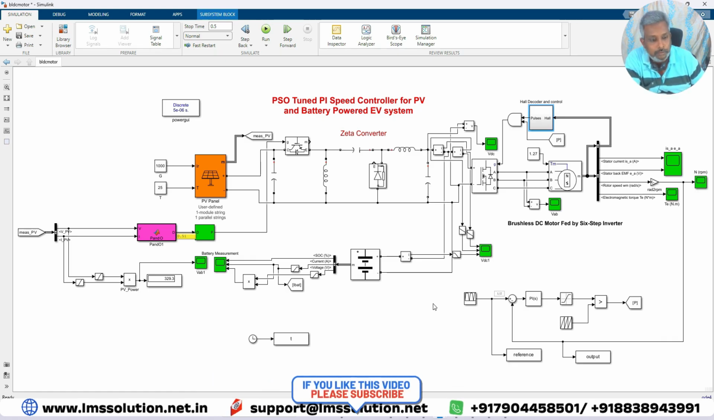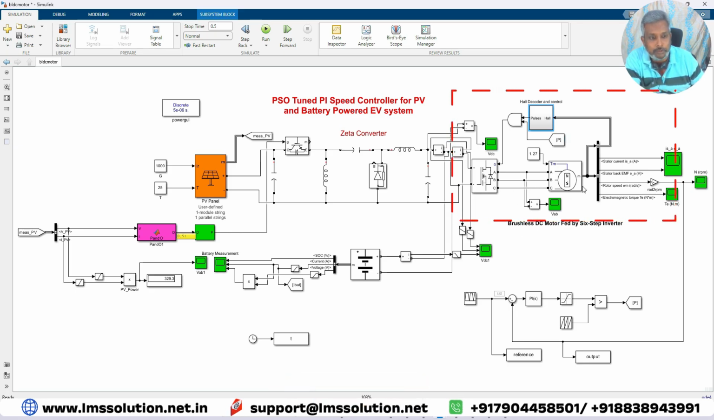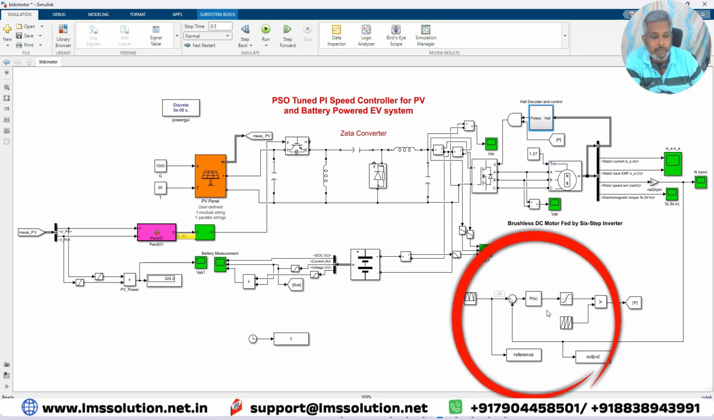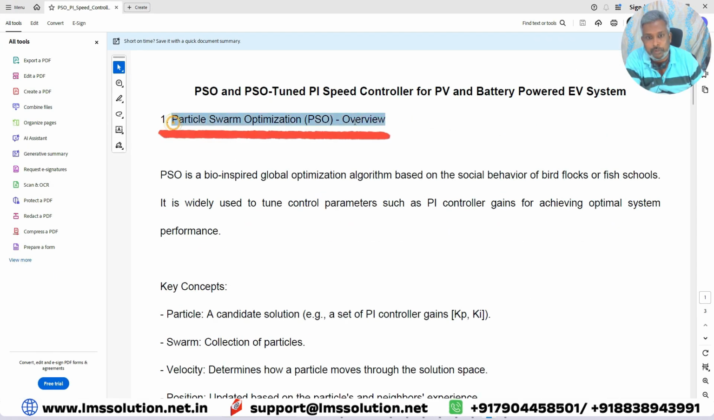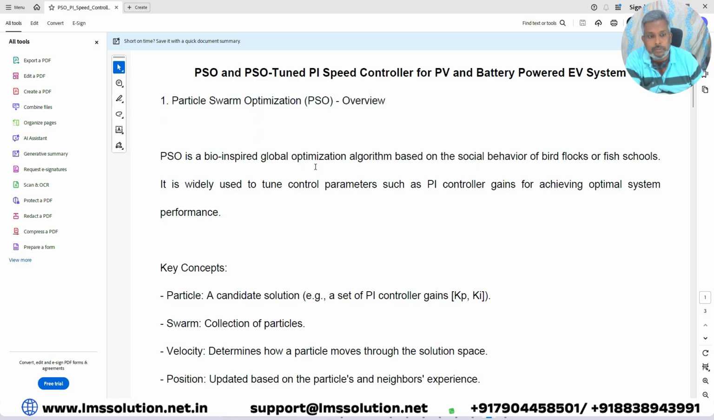Here the main thing is the speed control of this EV motor. It depends upon the parameters of the PI controller. Those parameters are going to be tuned by means of PSO. PSO, already told, is known as particle swarm optimization. Actually it is inspired by the social behavior of bats. That means it has the behavior of bats moving from one place to another place, following some pattern. Based upon that, this algorithm was created.